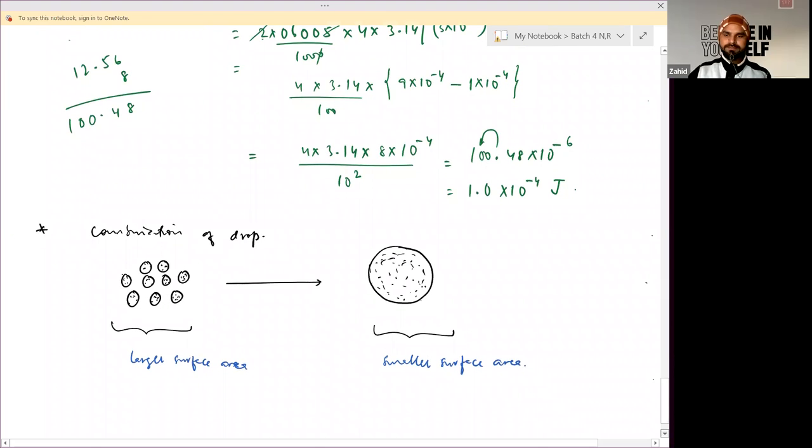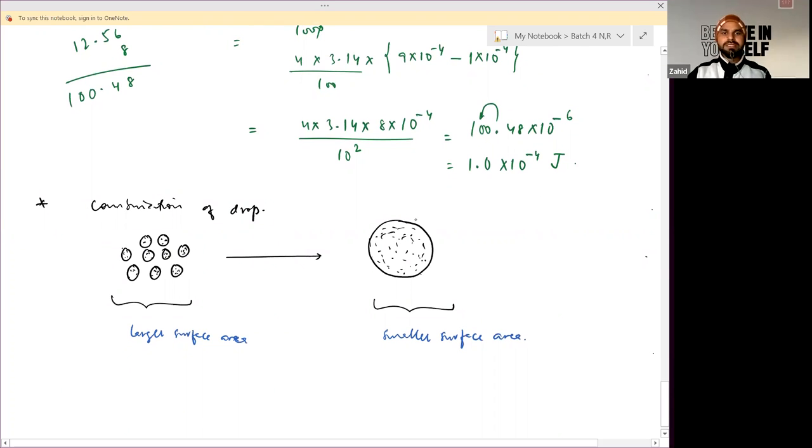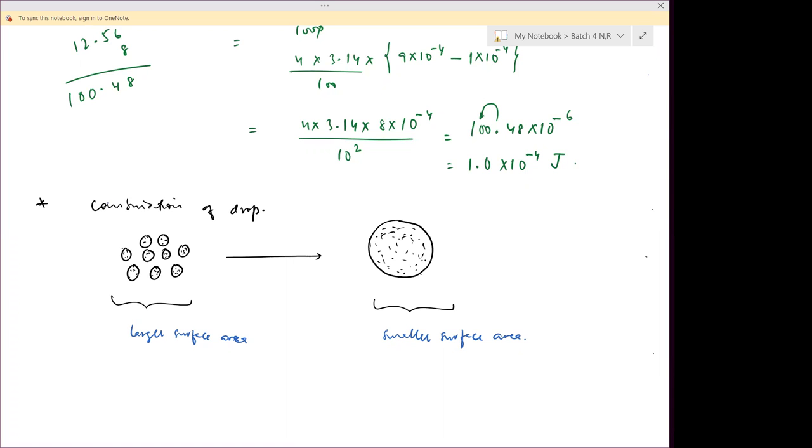Mazia, is it clear? Yes, sir. Clear. So on going from these smaller drops to forming this larger drop, will this reaction be exothermic or endothermic? You must have learned about exothermic and endothermic. Raza? Endothermic, right? It happens inside, sir.